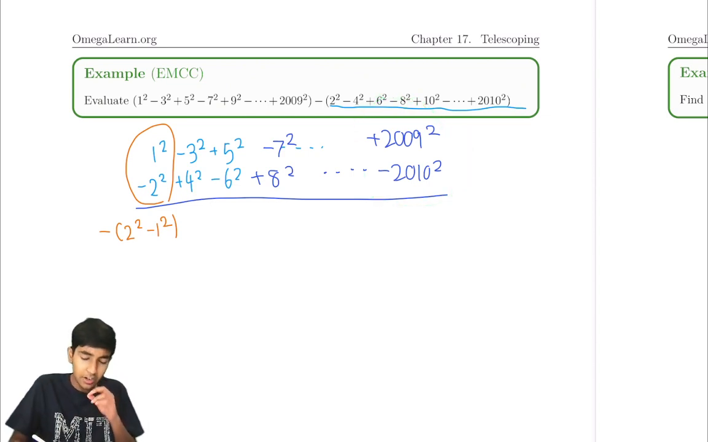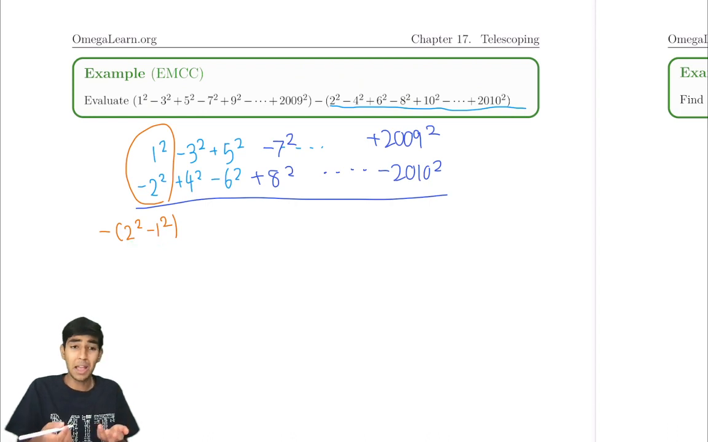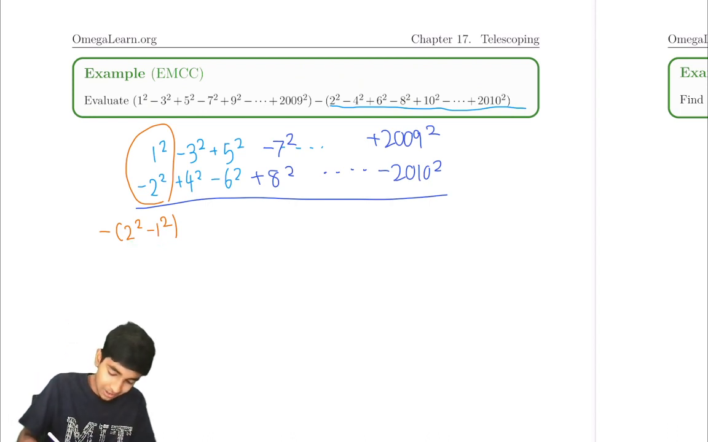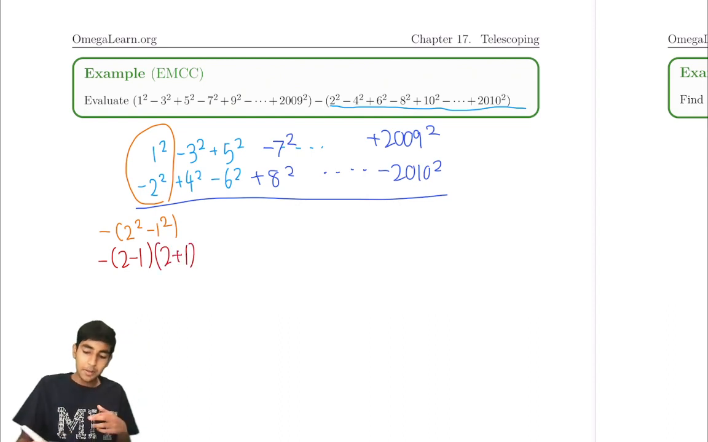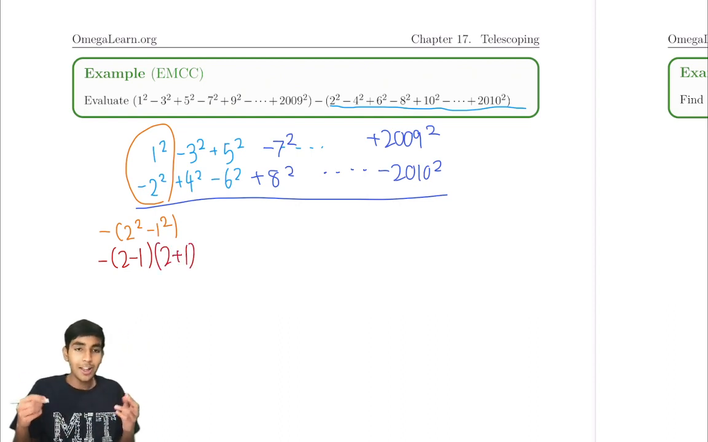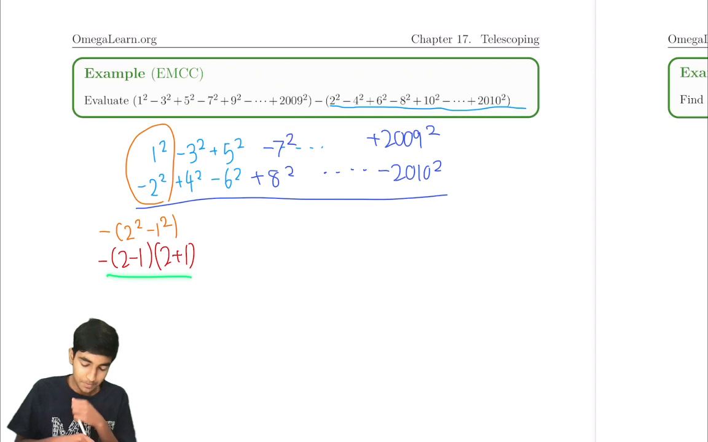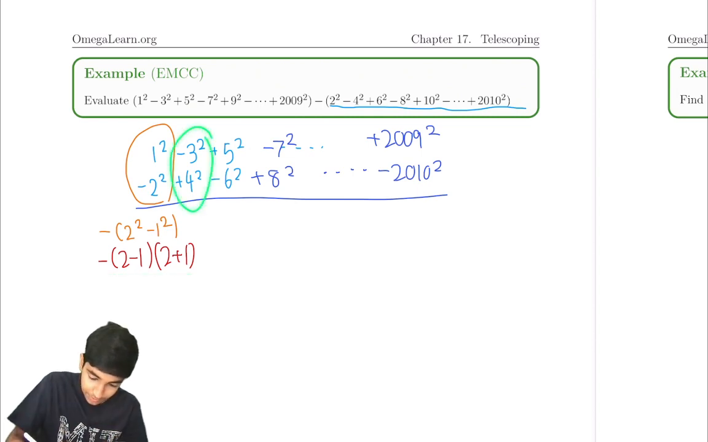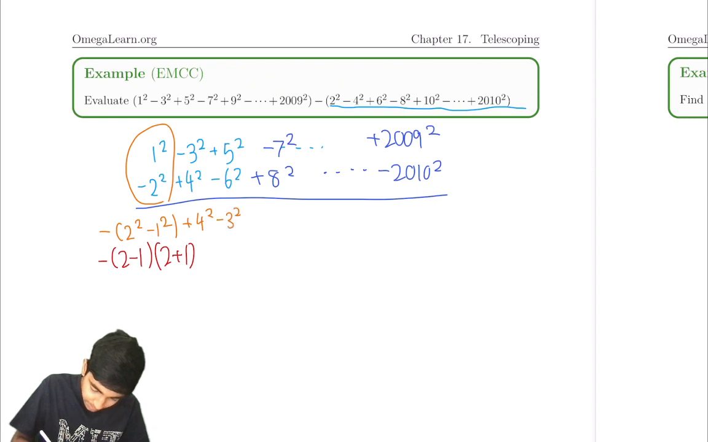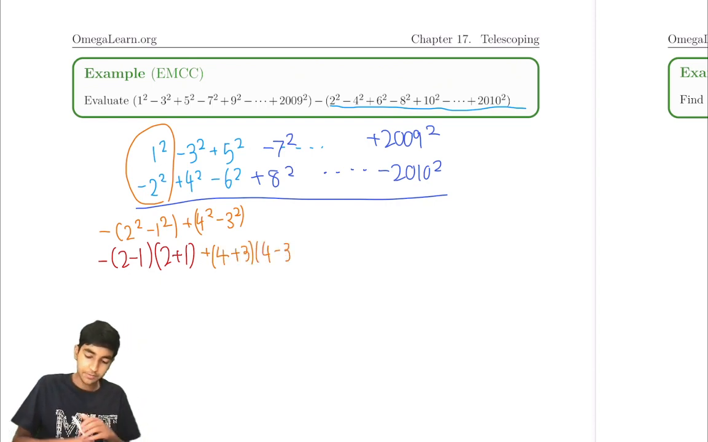Does this look familiar? Any identity maybe? You know what I'm talking about. It's difference of squares, of course. Because there's a difference of 2 squares, we factor it like that. Okay, now what about this part? That's just plus 4 squared minus 3 squared. And by difference of squares, it's just going to be 4 plus 3 times 4 minus 3. Okay?